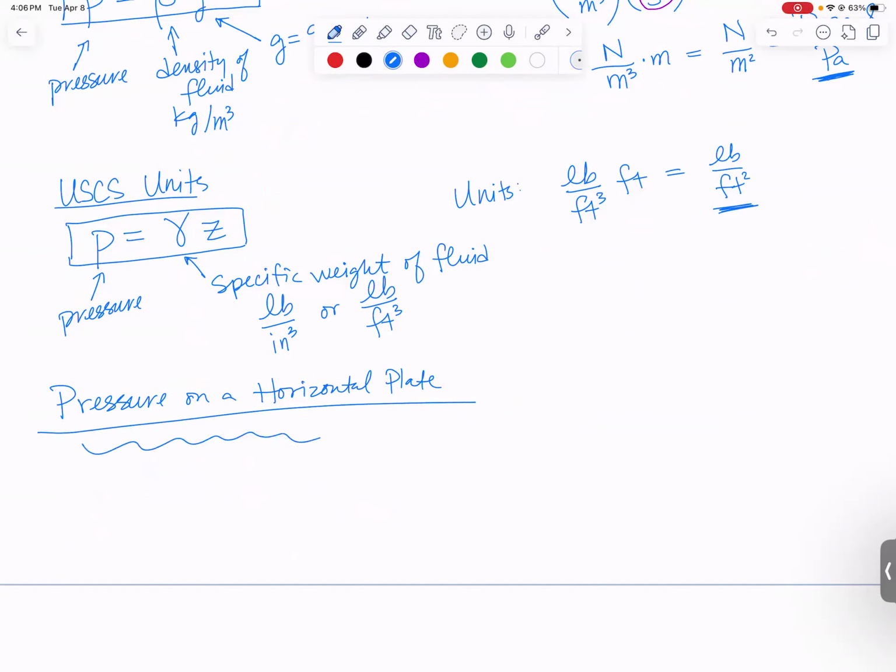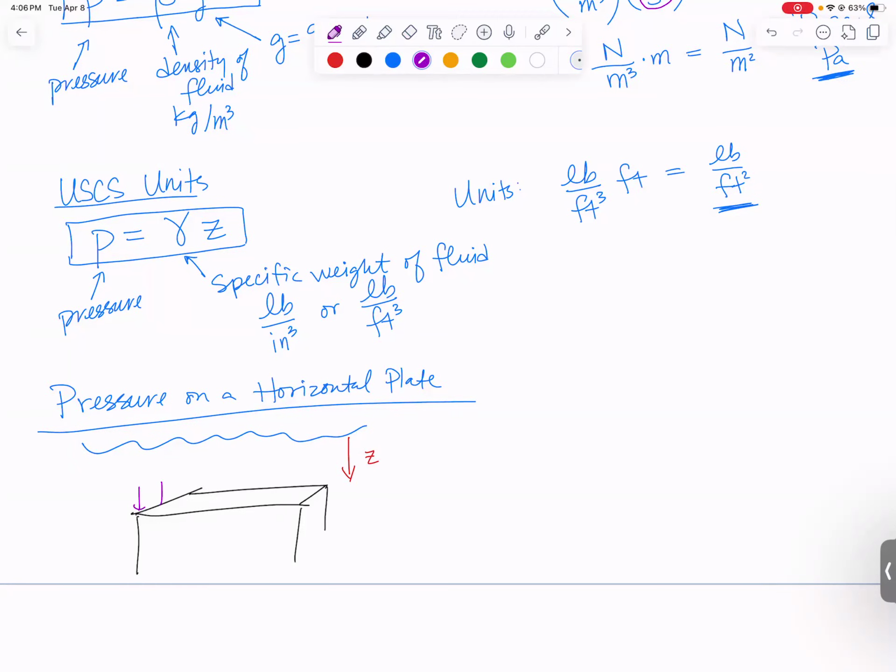We've got a surface level of water somewhere, and we go down some depth below it to a horizontal plate. So we're looking below the surface, a depth Z. And because that horizontal plate is all at the same depth, we are going to have the same pressure everywhere on our surface. And let's figure out how big that pressure is.